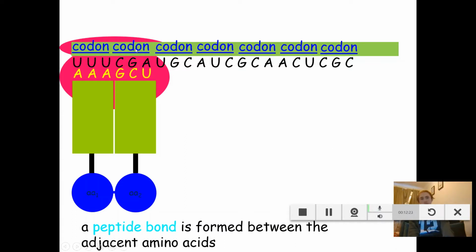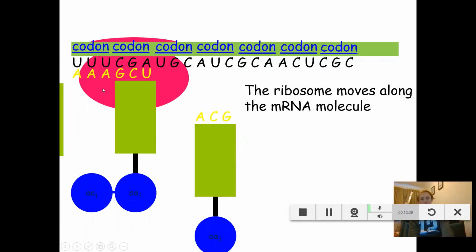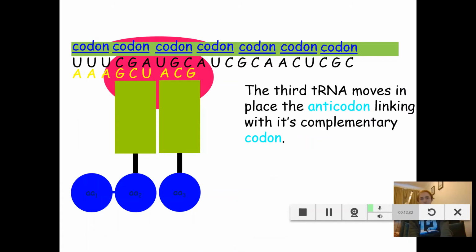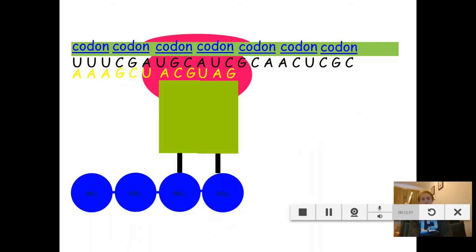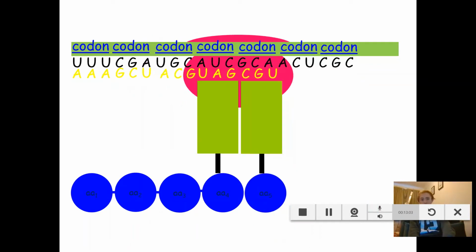What happens now is the ribosome can only hold two tRNAs at a time. So the first one has to go away, the ribosome moves along, and the next anticodon attaches. And in this case, because we've got UGC on the codon, we have ACG on the anticodon. And so it will bring a different amino acid. And again, we form a peptide bond. And all that happens then is we get a repeated process of the tRNA breaking off, and a new tRNA coming along, and the ribosome moving along. So we're just going to do that over and over again.